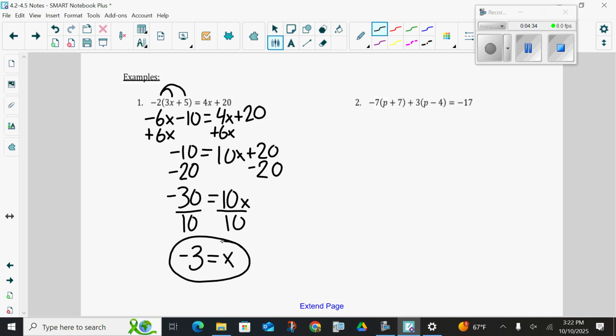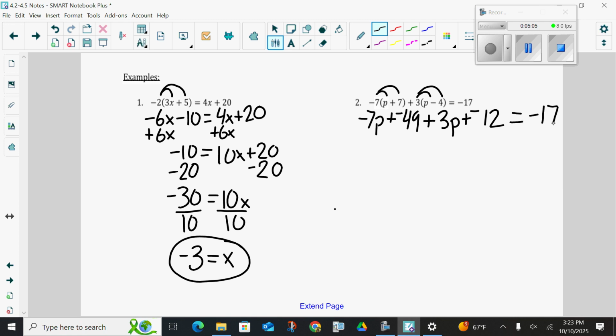Awesome. Now that you're done with number 2, we're going to go over the answers. We should distribute first. When I distribute both of those, I'm going to get -7p plus a -49 plus 3p plus a -12, still all equal to negative 17.